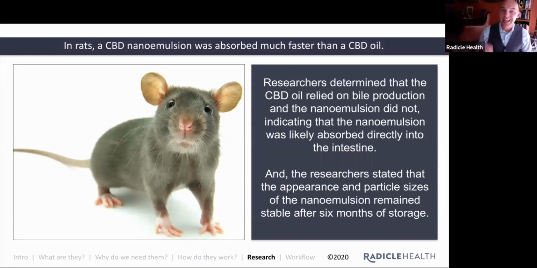They determined that the nanoemulsion did not rely on bile-mediated micelle formation. So the nanoemulsion was likely absorbed directly into the small intestine. And again, that's why we see an improvement of Cmax by a factor of 3 with the nanoemulsion. And then finally, researchers stated that the appearance and particle sizes of the nanoemulsion remained stable after 6 months of storage. They only kept it for 6 months, but at the 6-month period, it was completely stable.